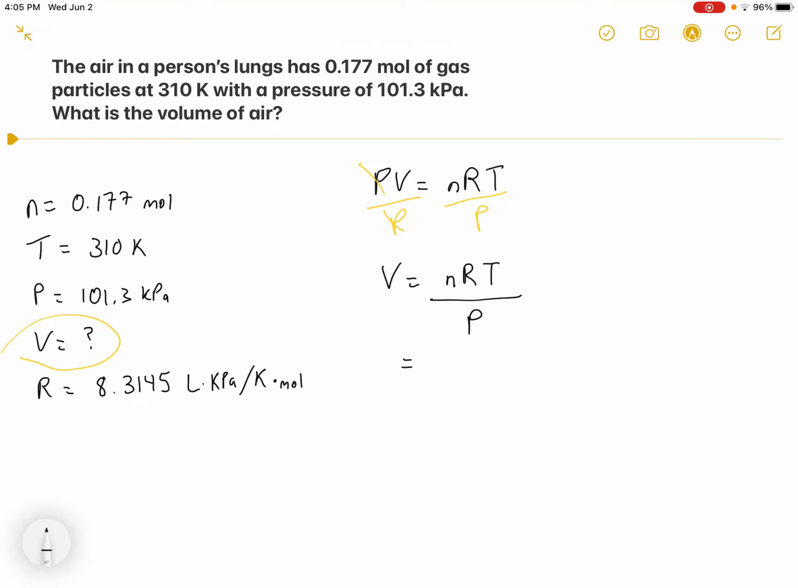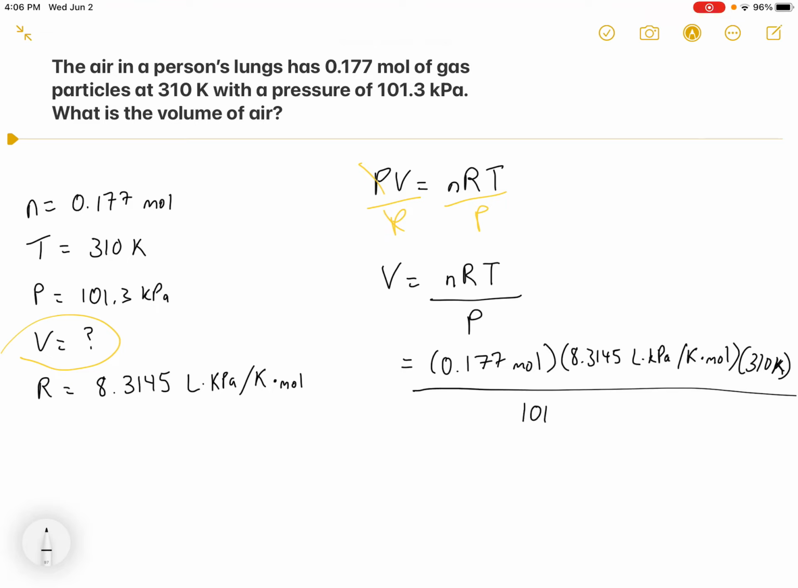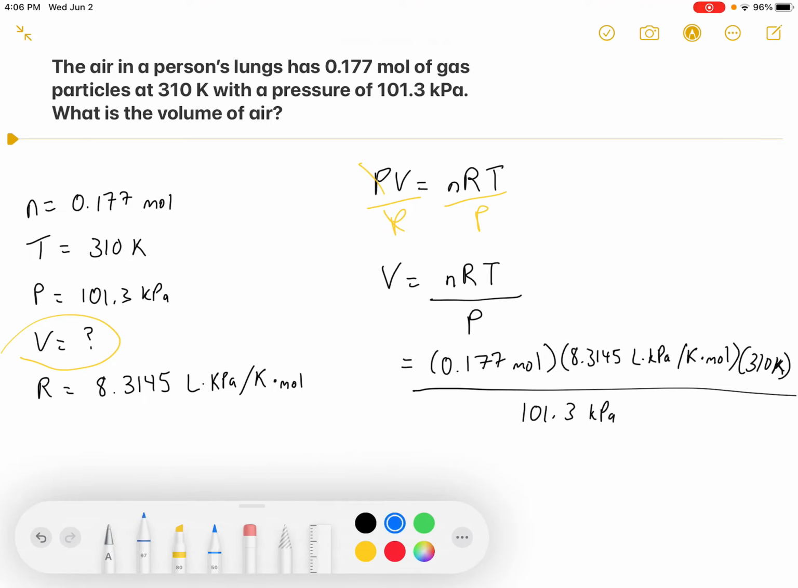And then it's just a matter of subbing in all of our information. So n is 0.177 moles times 8.3145 liter kilopascals per Kelvin mole times 310 Kelvin, that's our temperature, divided by 101.3 kilopascals. And then just so that everyone can see why we're going to get final units of liters and why it's going to be a volume.